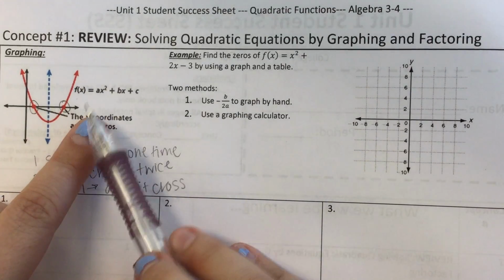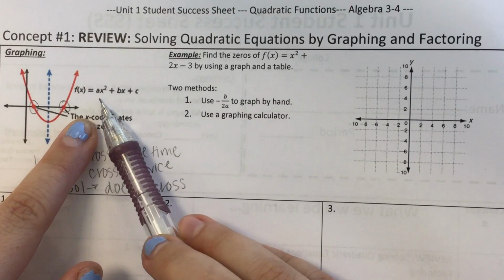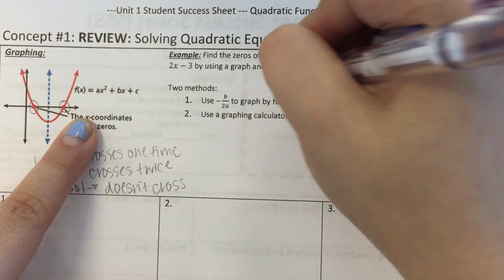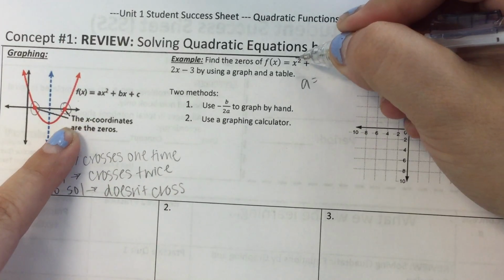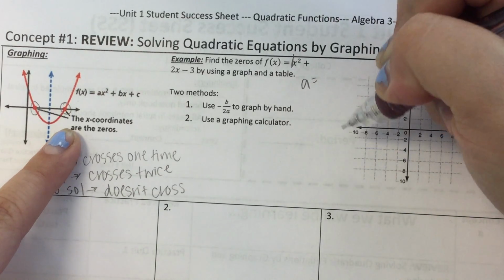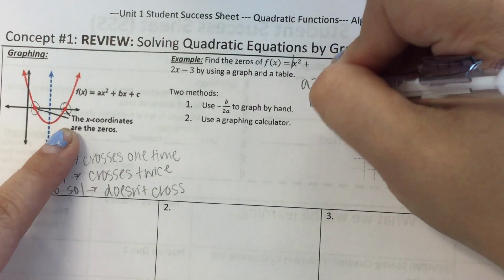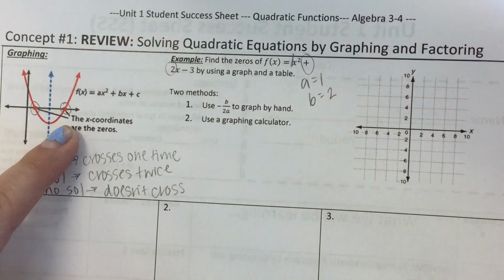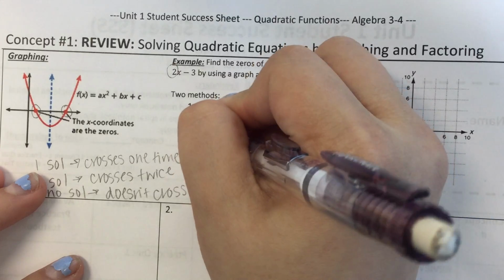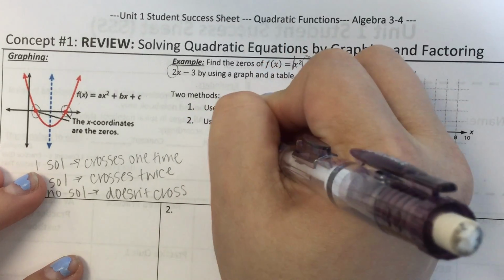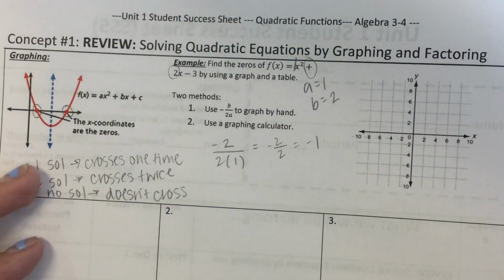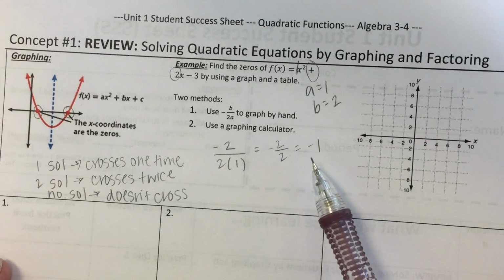Our little picture right here tells us where a, b, and c are. We're going to find our a and our b and plug them in. Since our leading coefficient is 1, remember when there's no number, it's just 1. So our a is 1 and our b is positive 2. Let's figure out our negative b over 2a: negative 2 over 2 times 1. 2 times 1 is 2. Negative 2 over 2 equals negative 1.